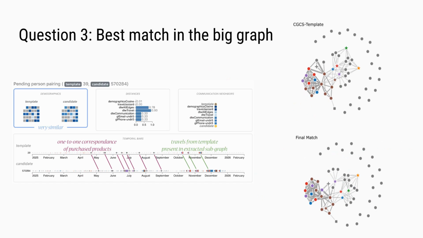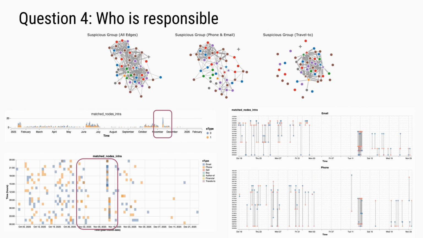For question 3, we were able to find a perfect match mainly by looking for nodes with a very similar demographics profile or whose travel records, shifted by 14 days, included all the travels of nodes in the template graph. For question 4, we created an extended subgraph from the matched graph we found.